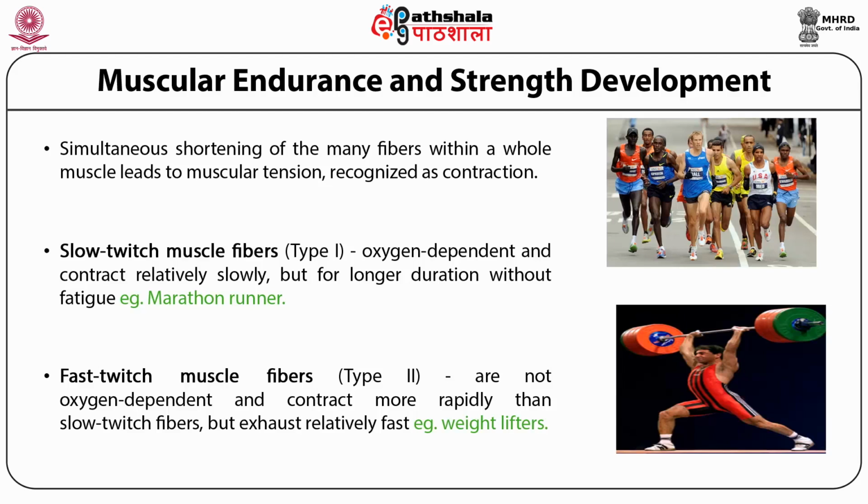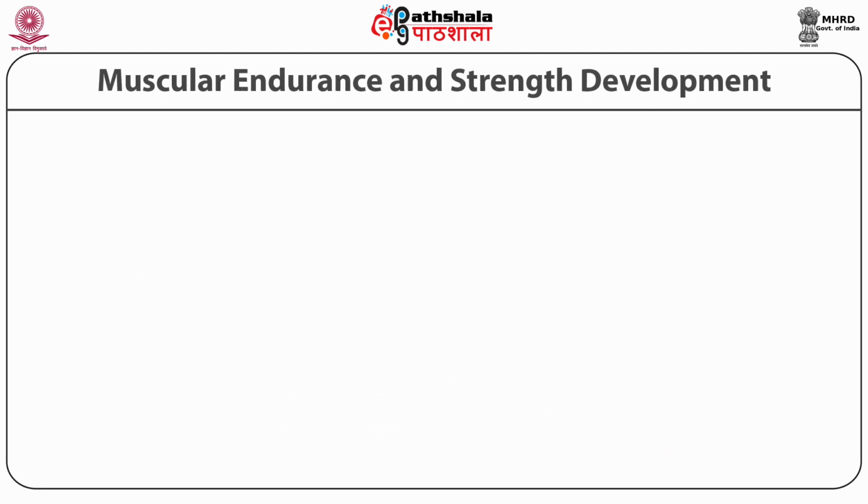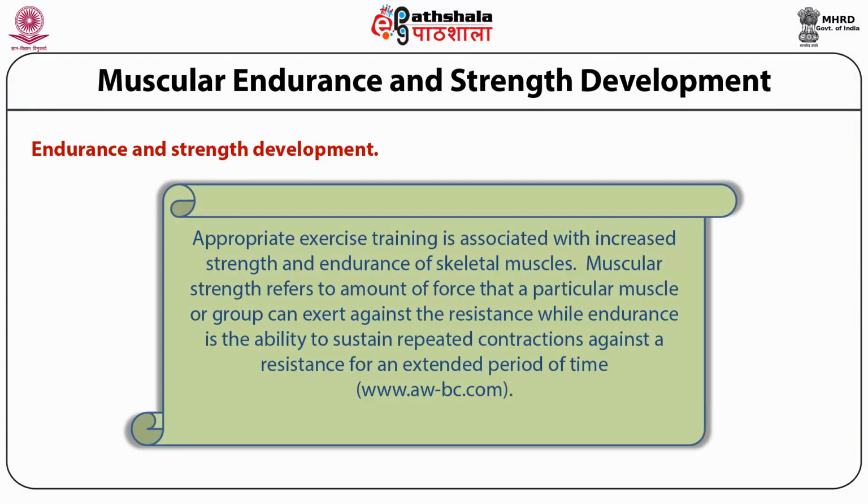The proportion of these muscle fibers varies from person to person based on both genetics and training complementing their sport. For instance, individuals running in a marathon have a higher level of slow twitch fibers, whereas weight lifters have more fast twitch fibers. Now let's have a look at endurance and strength development. Appropriate exercise training is associated with increased strength and endurance of skeletal muscles. Muscular strength refers to the amount of force that a particular muscle or group can exert against resistance, while endurance is the ability to sustain repeated contraction against a resistance for an extended period of time.